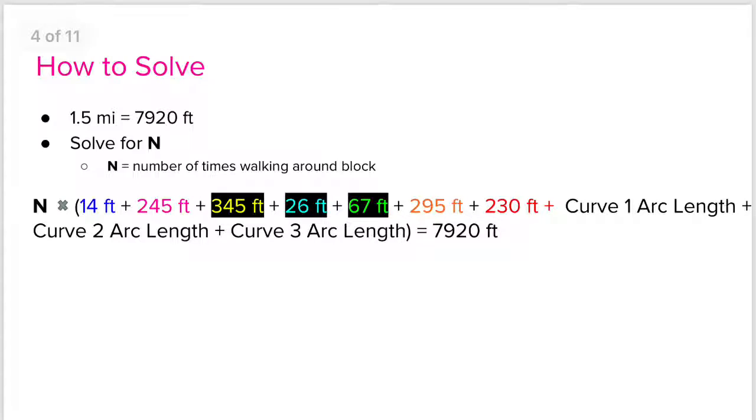In order to find how many times I must walk around my block, I need to solve this equation. I found that 1.5 miles equals 7,920 feet. So I need to solve for n, which is the number of times walking around my block. So n times the total length of the block equals 7,920 feet. And as you see here, I've color-coded to match up with the different sections of my path.